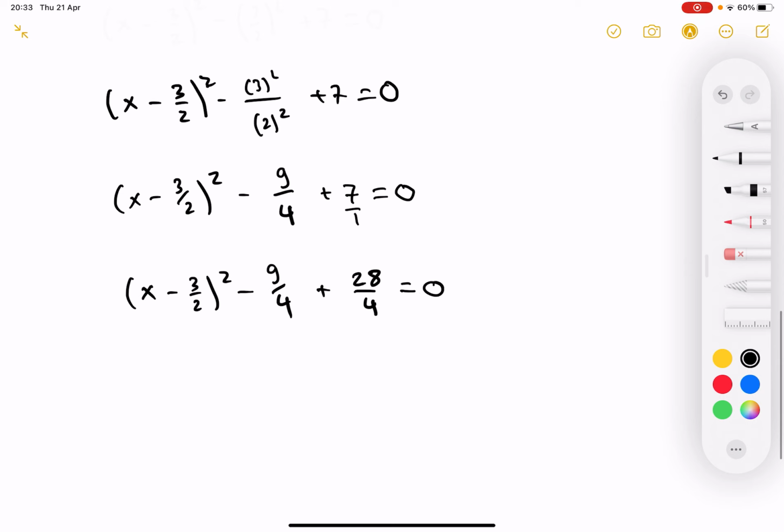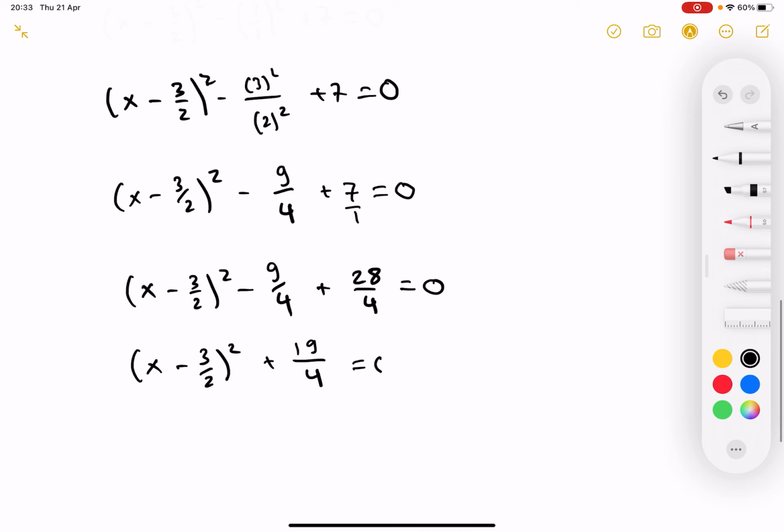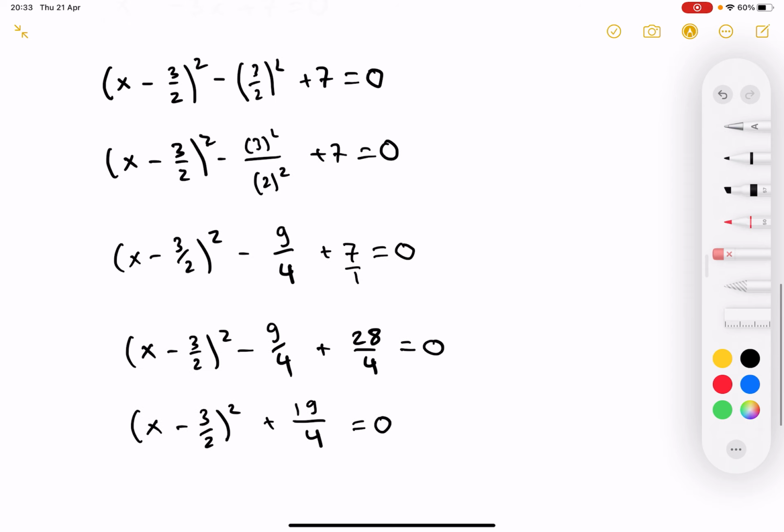We can then add these fractions. That'll leave us with positive 19 over 4. And that's kind of our form. Then we need to use this, right? So we need to kind of plot this. So we need some key bits.